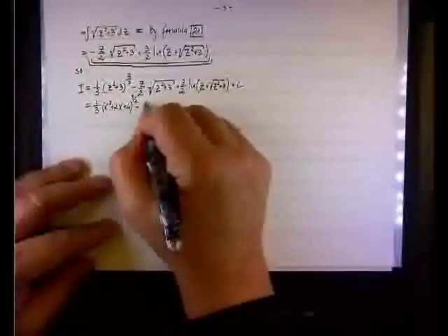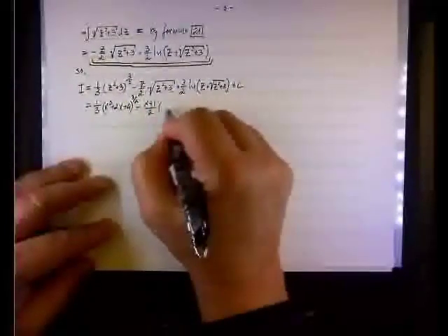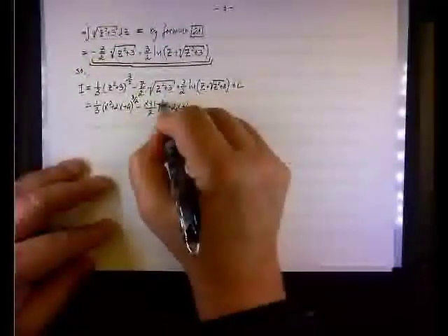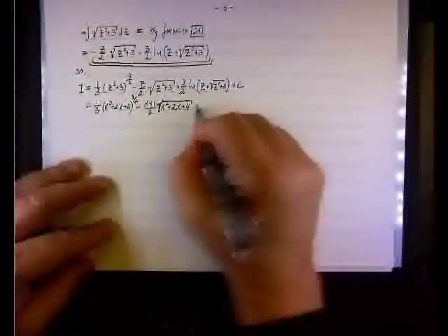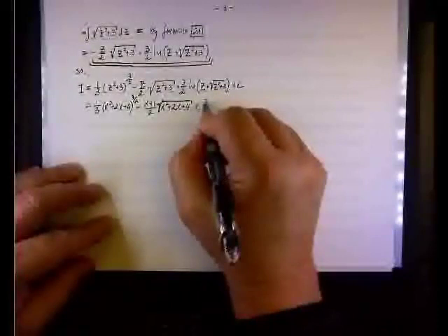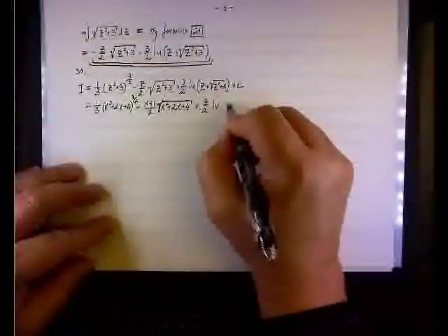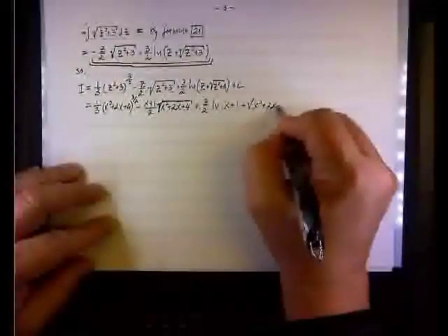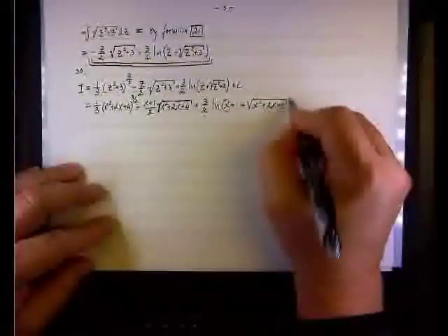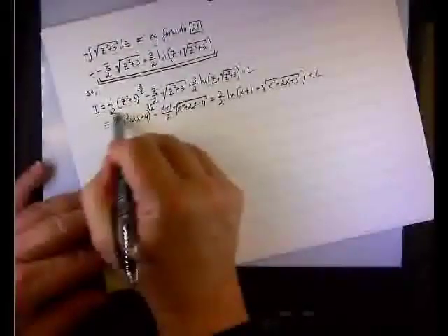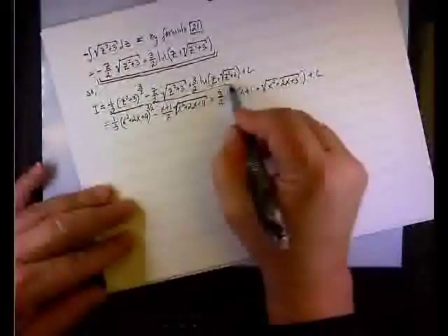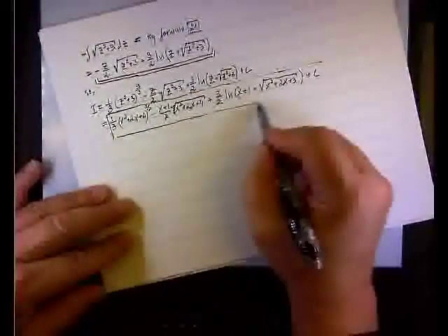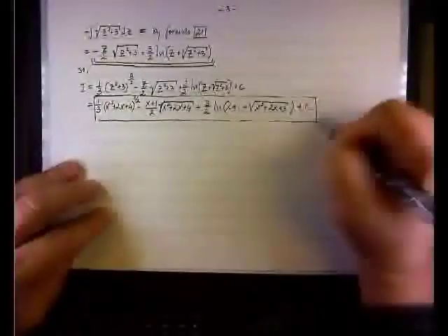Here we have z, so it's x plus 1. This is a long one, isn't it? There we go.